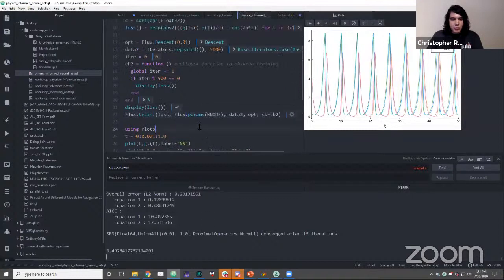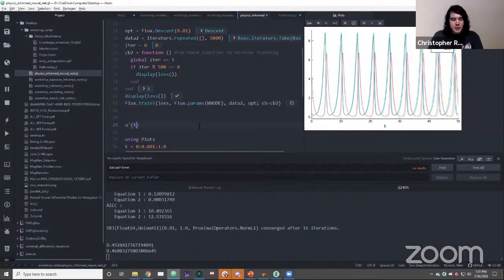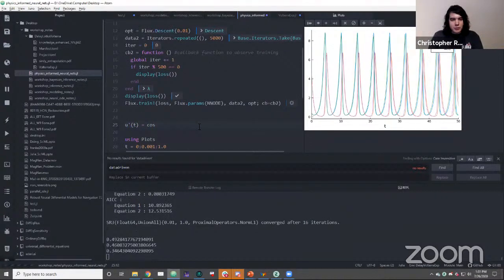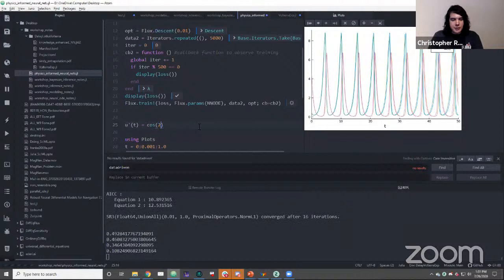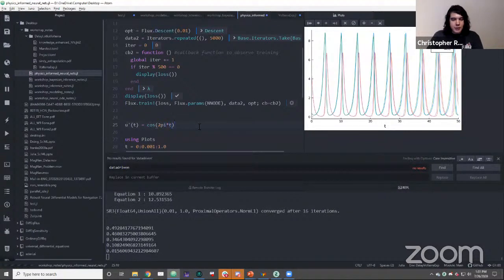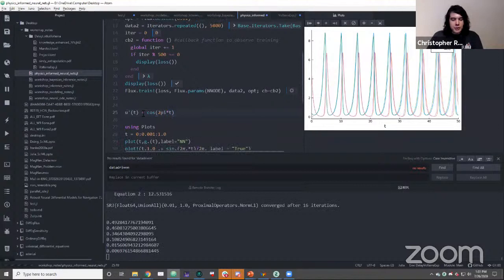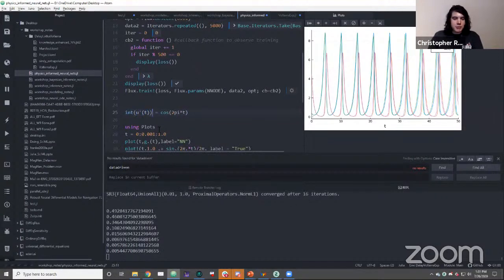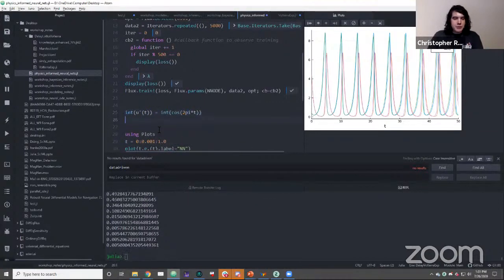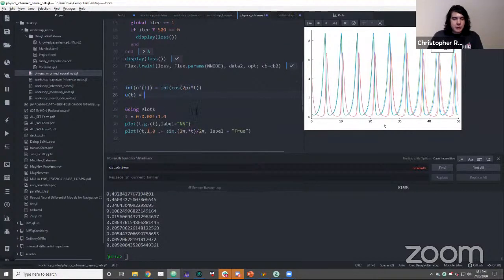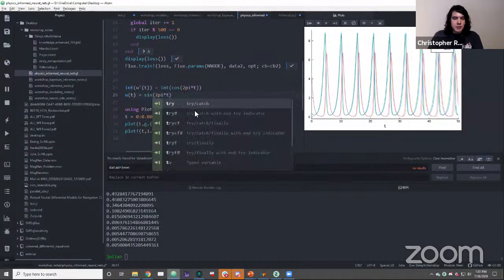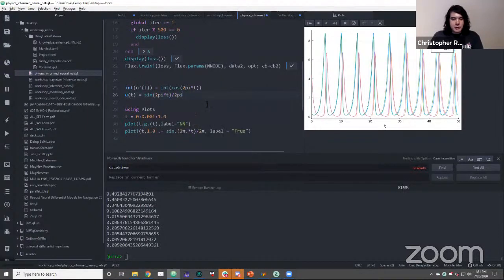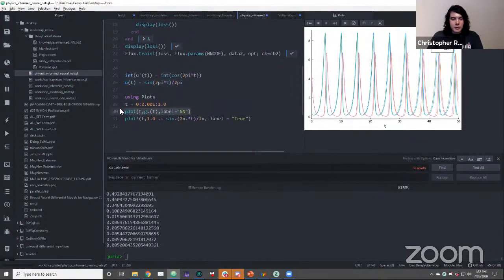So, if u prime of t equals cosine of 2 pi t, then what's the analytical solution going to be? Well, you take the integral of both sides, right? You take the integral here, you take the integral here. And so then you see that u of t, the true solution, should be equal to sine of 2 pi t divided by 2 pi. So here what I'm going to do now is plot the solution of what the neural network is versus sine of 2 pi t divided by 2 pi.